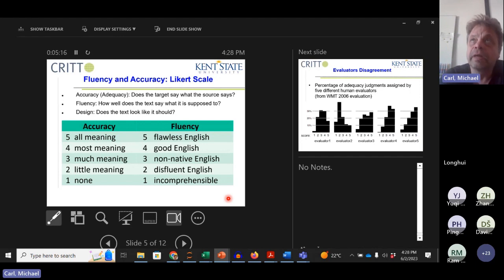That would be accuracy, and it is assumed to be independent from fluency. How well can the text be read? How well does it fit the required target language constraints? So if we assume that we have this kind of taxonomy, we have two types of errors, and each can then be rated on 5 different levels of fluent or non-fluent, or meaning transfer. So from all meaning is transferred to none, from flawless English to completely incomprehensible. Such a taxonomy seems to be clear, but if we ask evaluators to evaluate texts based on this, we may see something like this.